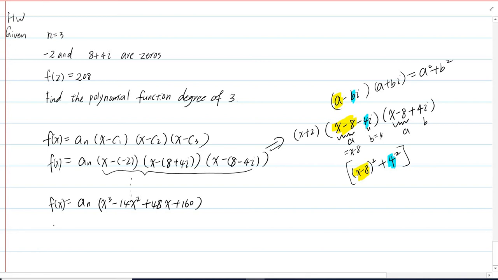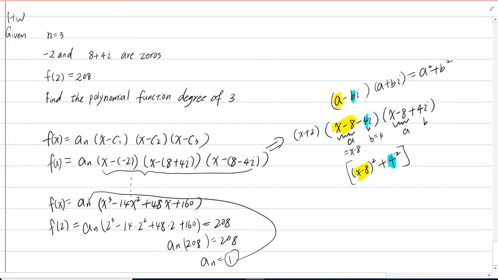Once you have this, use your extra piece of information, alright? Because f of 2 equals 208, you just replace the x with 2: 2 squared plus 48 multiplied by 2, your a sub n multiplied by a equals 208. So you're going to have your a sub n equals 1. Once you have 1, you bring it back right there. But in this case, it's just 1, so you didn't have to do the distribution. So that is your plus 160.